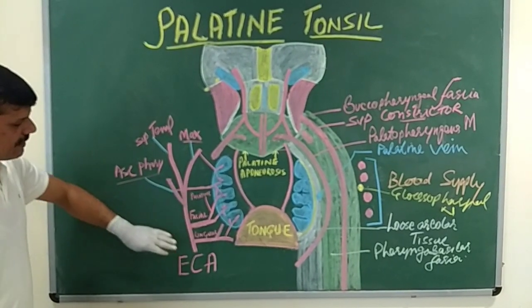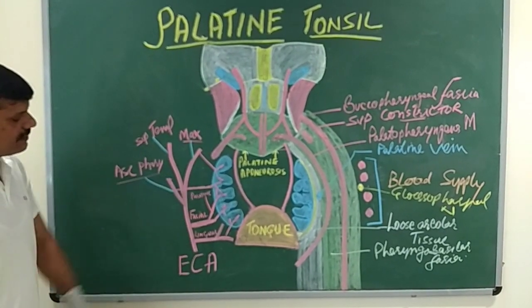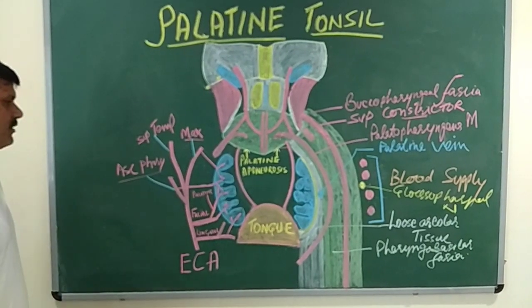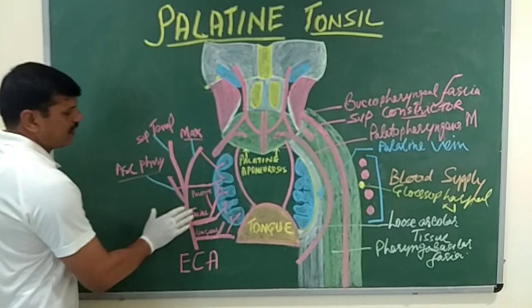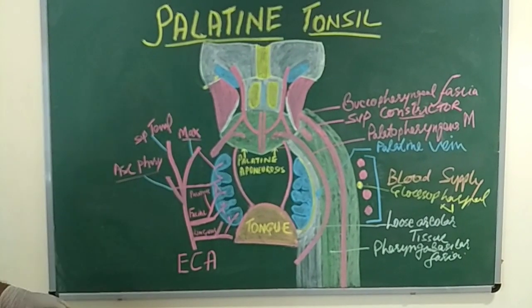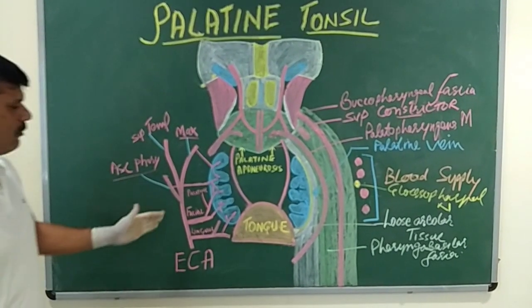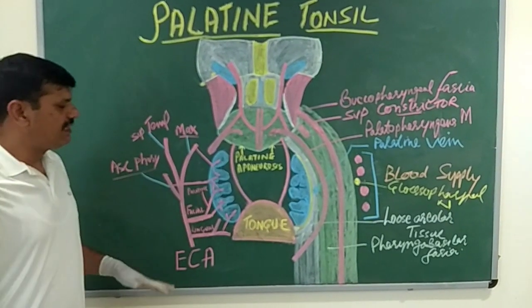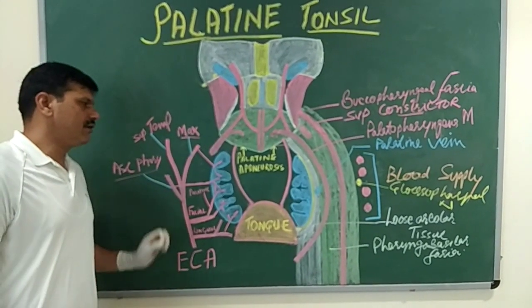Another is the venous supply, which is through the palatine vein as well as the facial vein. The lymphatic drainage is through the jugulodigastric node, but there are no efferent lymphatics. The nerve supply is through the glossopharyngeal nerve as well as the lesser palatine nerve.